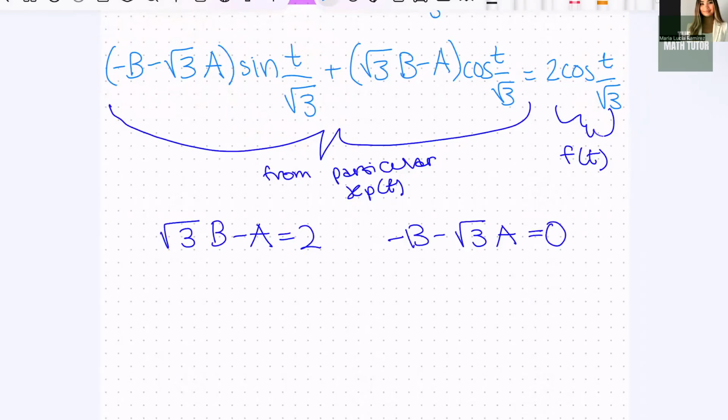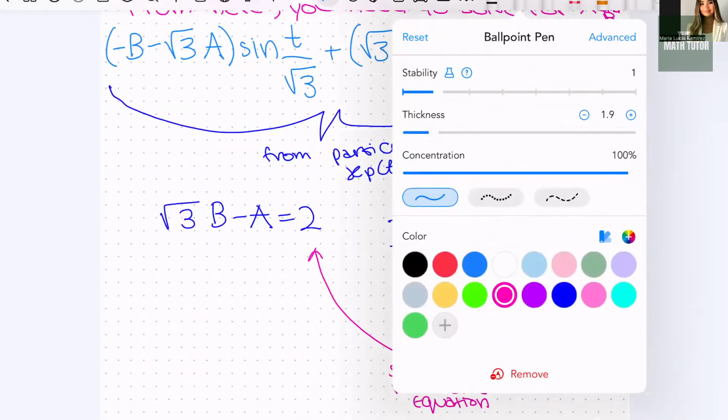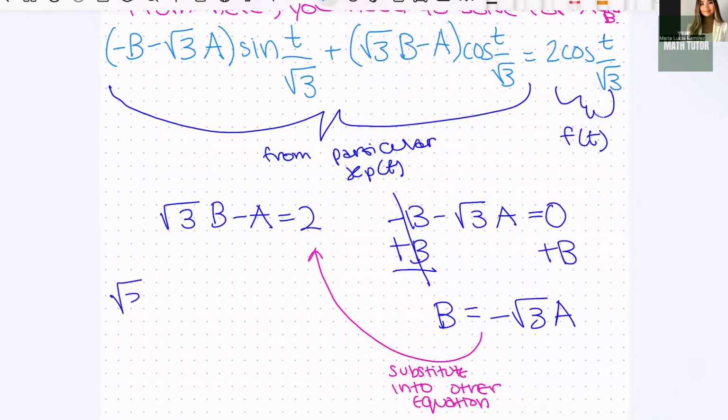So in this equation right here, we have the advantage that there's a 0. So I'm just going to add b to both sides. So b is going to be equal to negative root 3a. And so we already got b in terms of a. And so we can substitute that into the other equation. So substituting that into the other equation, it's going to be root 3 times negative root 3a, minus a equals 2.